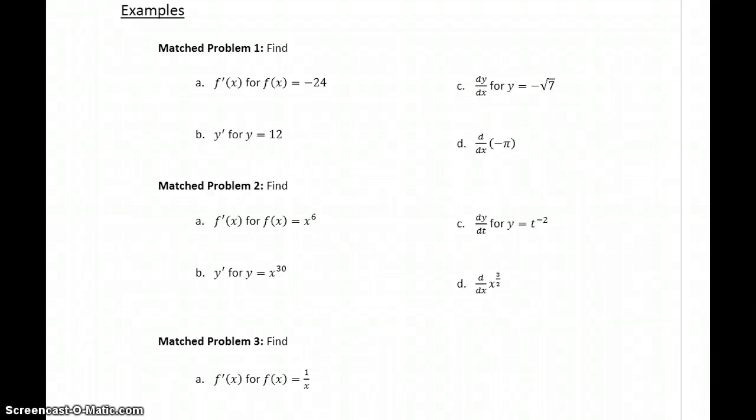In match problem 1, even though all 4 parts here may not look necessarily related, in fact, all 4 parts of these are applying the exact same property. And in particular, the property we're going to apply here is that the derivative of any constant is always 0.